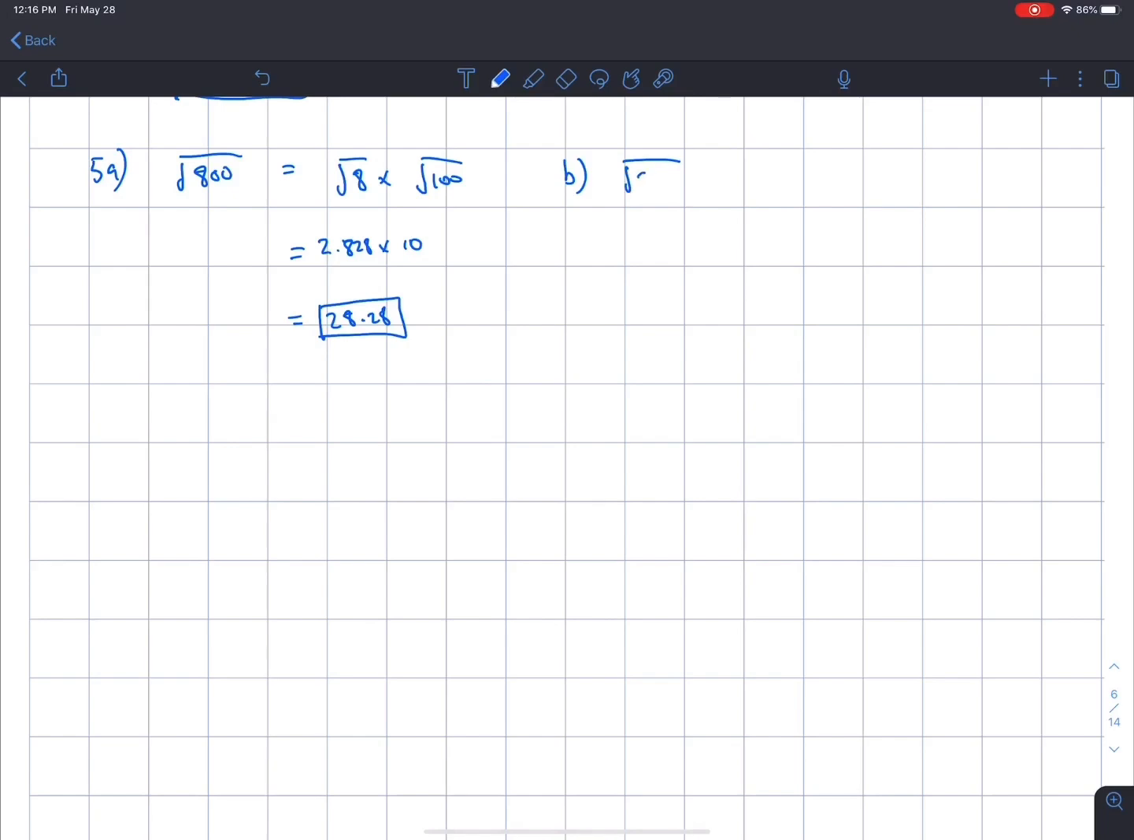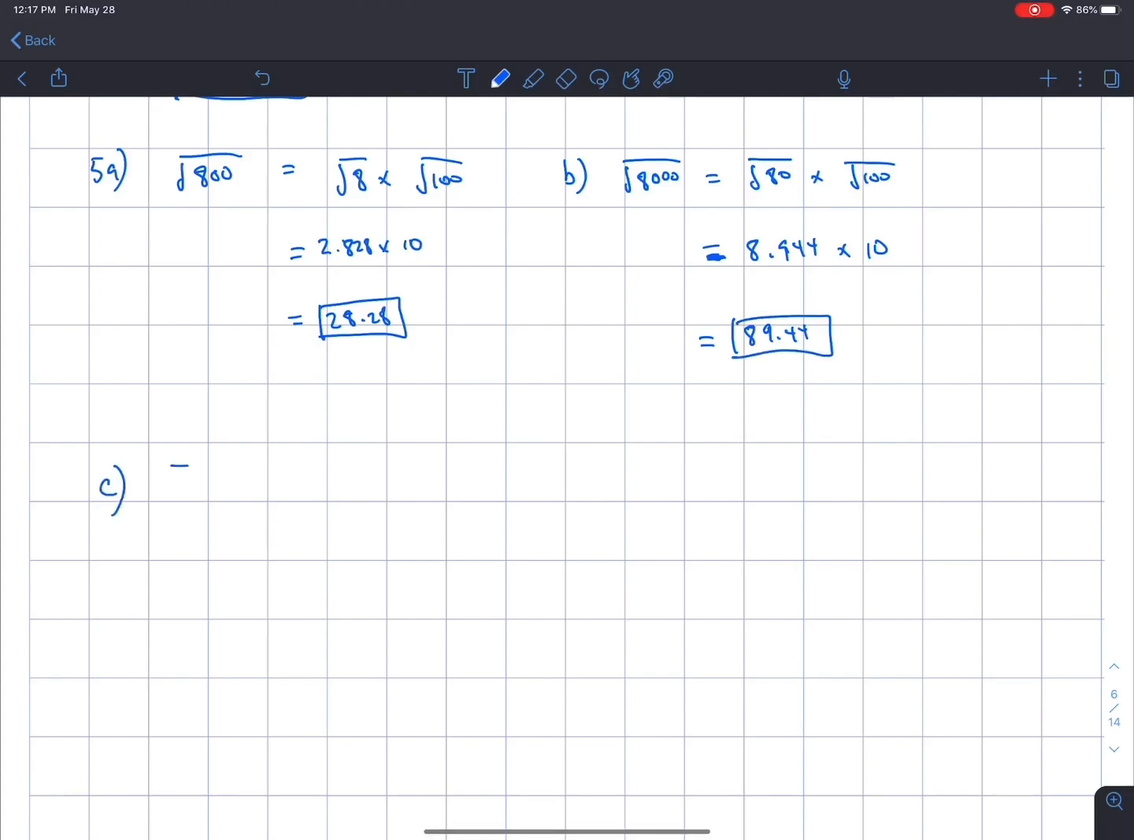B, the square root of 8,000. This is the square root of 80 times the square root of 100. The square root of 80 is 8.944. Again, I just got this number from the top. We were told that the square root of 80 is 8.944, times the square root of 100, which is 10. So now we can move the decimal point 1 to the right.